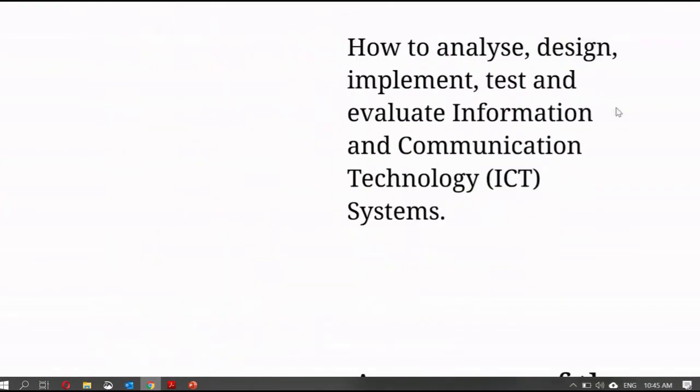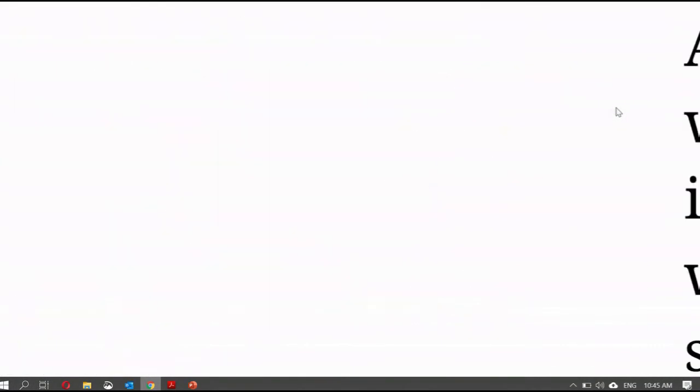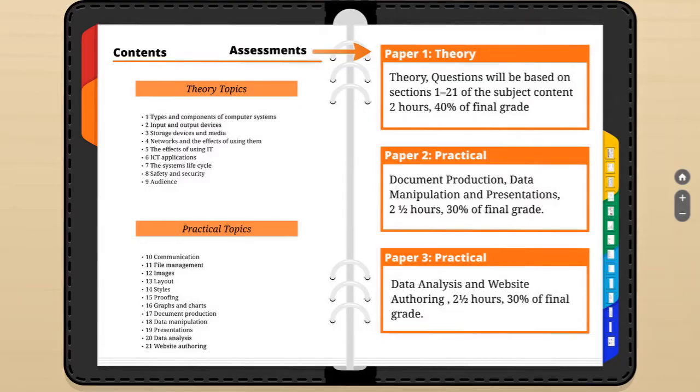So going through these very quickly, here you can see that the course is actually divided into two. There are some theory topics to be covered and some practical topics to be covered, as you can see on my screen. And the theory topics actually come under paper 1. Paper 1 covers all the theory topics. It is a 2-hour paper for 40% marks.